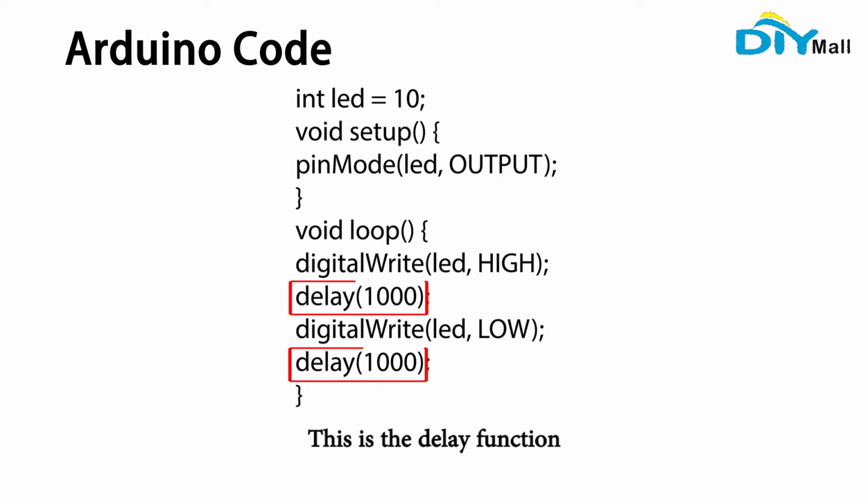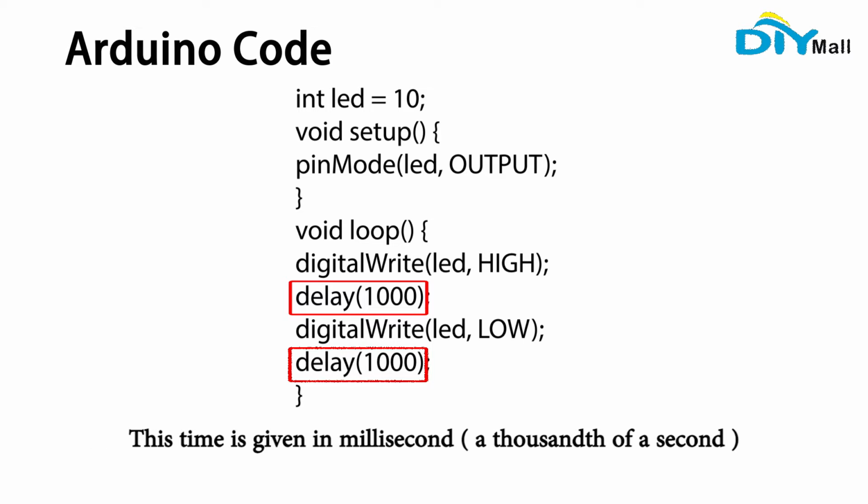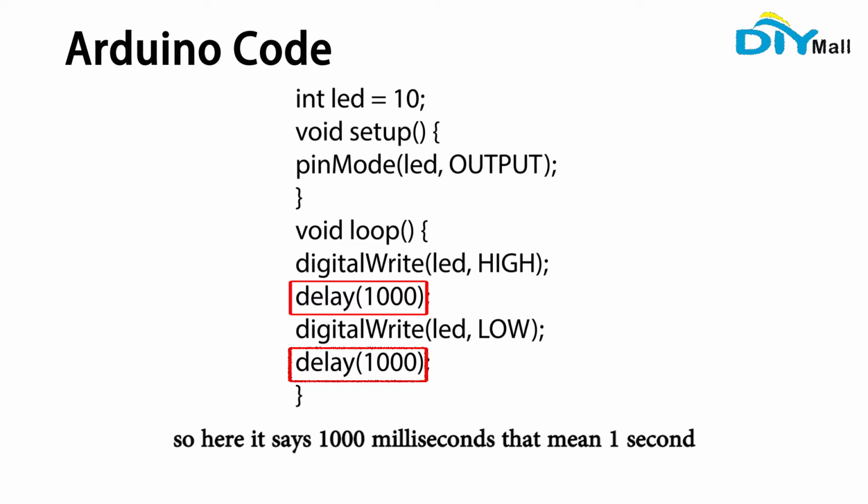This is the delay function. What it does is stop the code from running for the amount of time given in the brackets. This time is given in milliseconds, a thousandth of a second. So here it says 1000 milliseconds, that means 1 second.